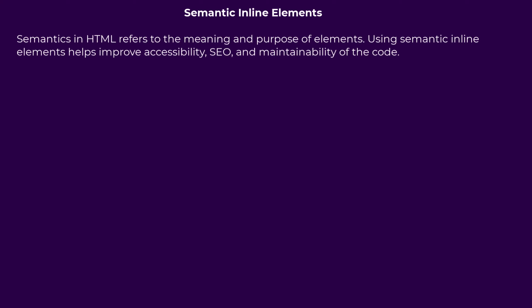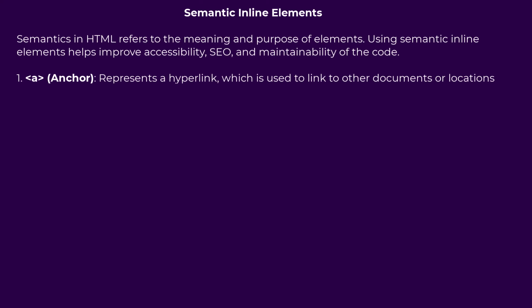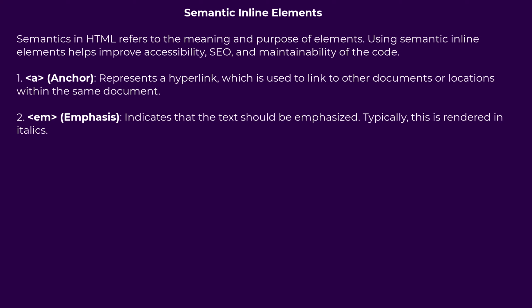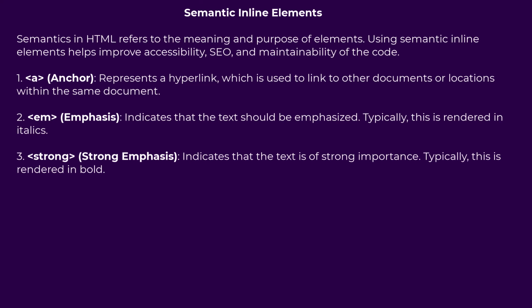Here are some common semantic inline elements and their purposes. 1. A. Anchor represents a hyperlink, which is used to link to other documents or locations within the same document. 2. EM. Emphasis indicates that the text should be emphasized. Typically, this is rendered in italics. 3. Strong emphasis indicates that the text is of strong importance. Typically, this is rendered in bold.